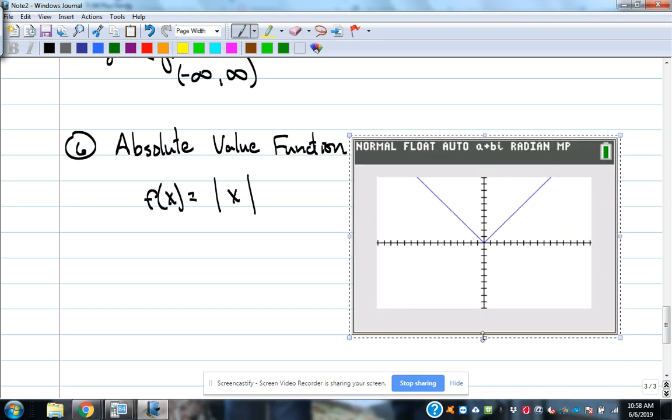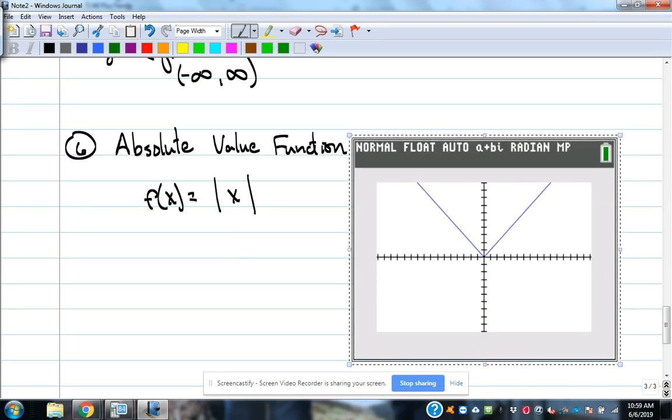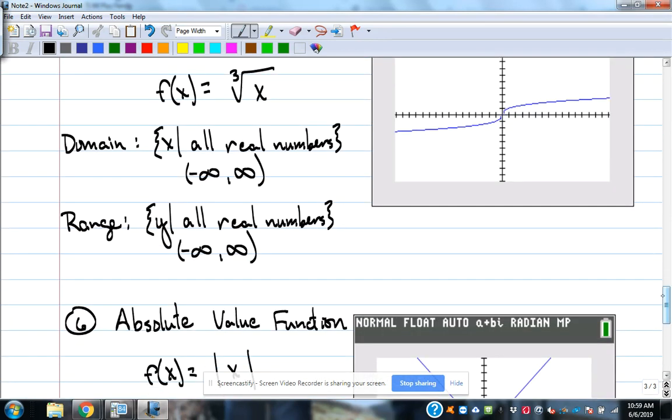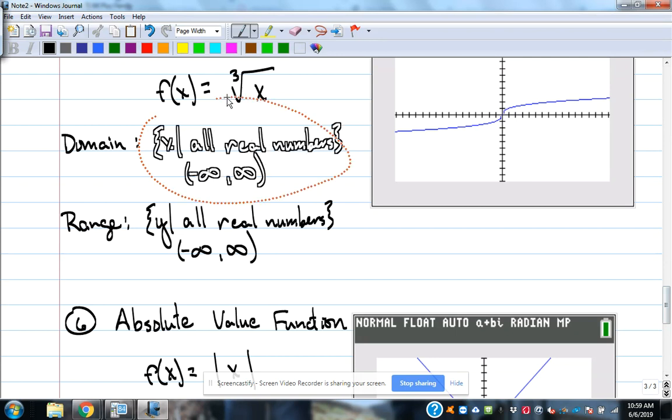Always a V shape for the absolute value graph. The domain, all real numbers again. I'm going to copy this.